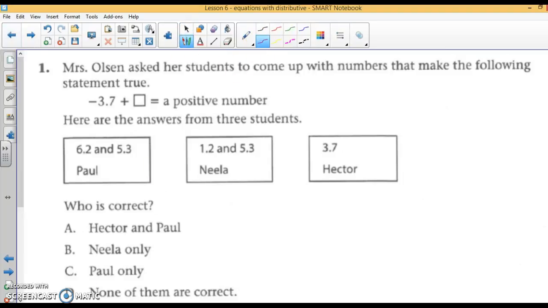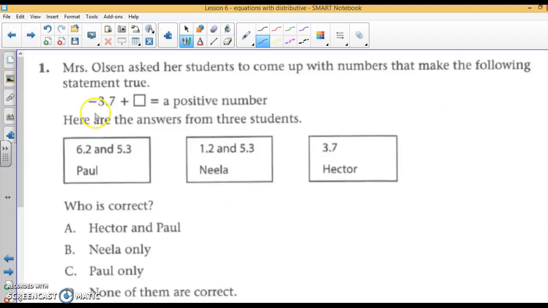All right, let me read this. It says, Mrs. Olson asked her students to come up with numbers that make the following statement true. So, negative 3.7 plus something will give you a positive number. Here are the answers from the three students. Paul said 6.2 and 5.3. Neela said 1.2 and 5.3. And Hector said 3.7. So, who was right?